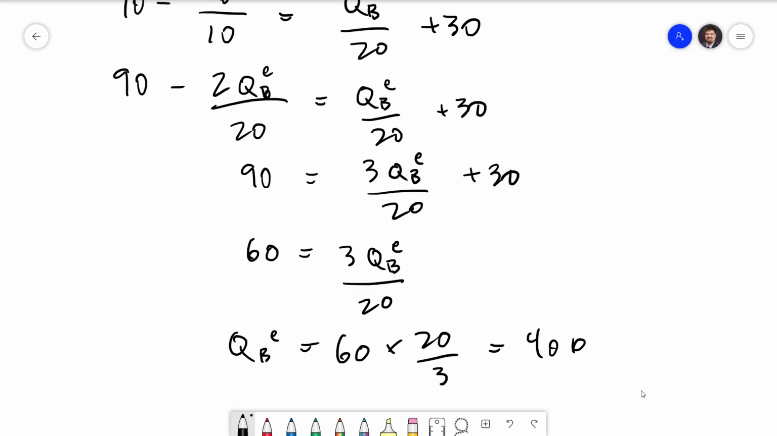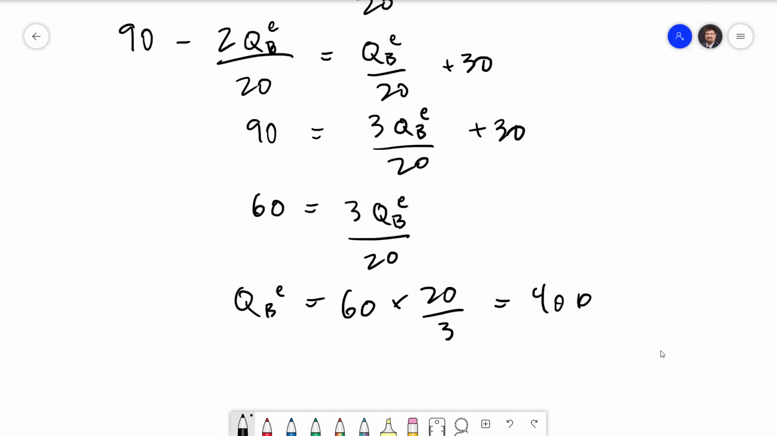We can then plug that 400 into either the inverse supply or demand function to get the equilibrium price. I'll plug it into the inverse demand function. So we get 90 minus 400 over 10. 400 over 10 is 40, so we get 90 minus 40 equals 50, which is exactly what we got before. If you want to do it this way, do it this way. Solve for the inverse demands. You get the exact same answer if we solve the system of equations, because at the end of the day, they are the same equations, just rearranged.